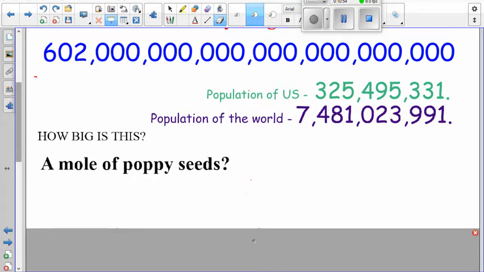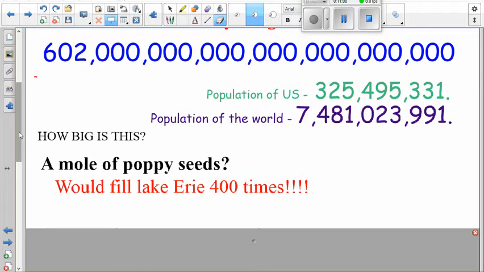Yes, I just said what it was. A mole of poppy seeds would fill the whole school. Lake Erie, even. A mole of poppy seeds would fill Lake Erie 400 times. Does that feel like it makes sense? Absolutely not. Not a chance.